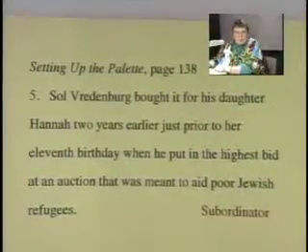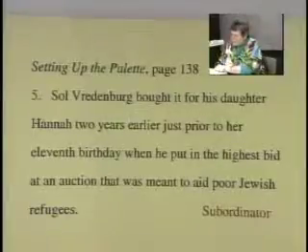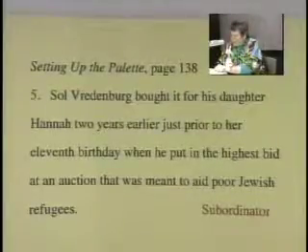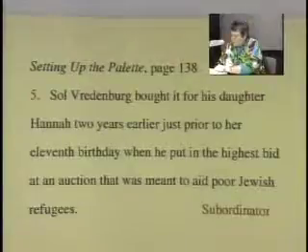Saul Vredenberg bought it for his daughter Hannah 2 years earlier, just prior to her 11th birthday, when he put in the highest bid at an auction that was meant to aid poor Jewish refugees.